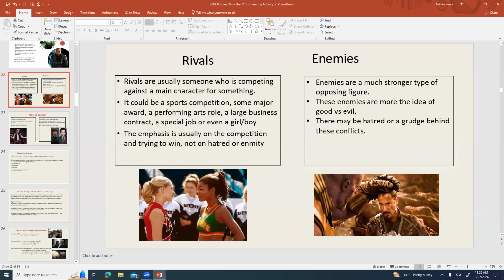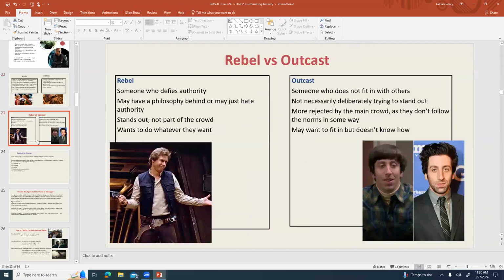Enemies is a much bigger, stronger type of opposition, right? This might be more the idea of good versus evil. There may be a lot of hatred or a grudge behind these conflicts. Maybe somebody's out for revenge or even trying to kill each other. So, for example, Thanos versus Iron Man, right? They end up in a giant battle and are literally trying to kill each other. They're such enemies. So rivals and enemies are not exactly the same, even though they both have an opposing role to the main character.